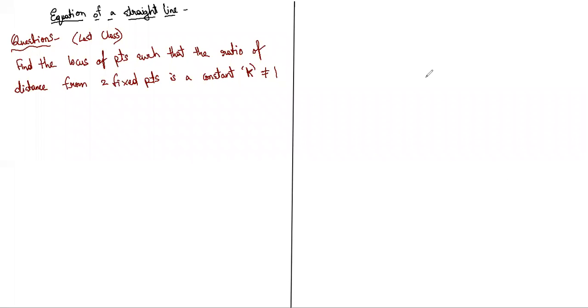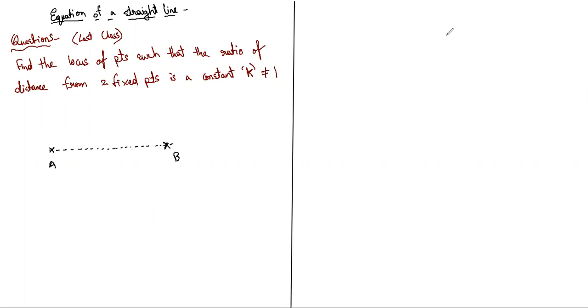This is the question I gave in the last class. Find the locus of points such that the ratio of distance from two fixed points is constant, and that constant k is not equal to 1. First of all, let us get to the diagram. So we're talking about two fixed points here. Let us say this is the fixed point A, and let us say this is the fixed point B, right? These are two fixed points.